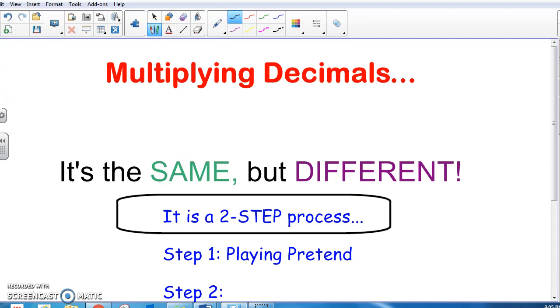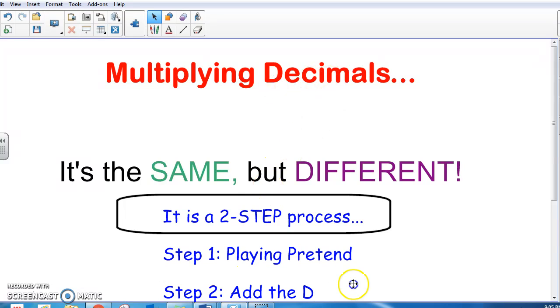All right, boys and girls, it seems like you've done really well with step 1, but multiplying decimals is not a one-step process. It is a 2-step process. Step 1 was playing pretend. We pull out those decimal points. We pretend that they're not decimal numbers. We pretend that they're whole numbers, and we rewrite the problem without the decimal points and solve them. Step 2 worries about that decimal point.